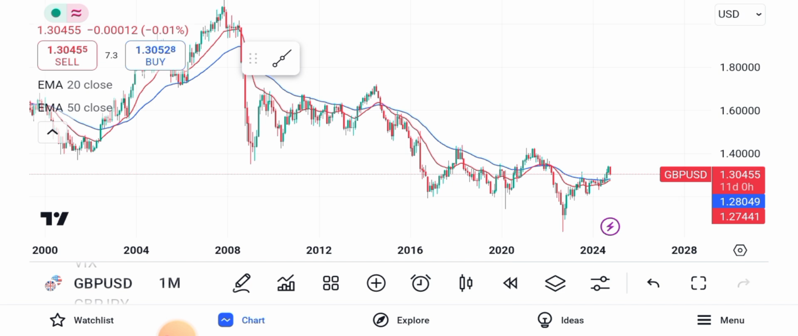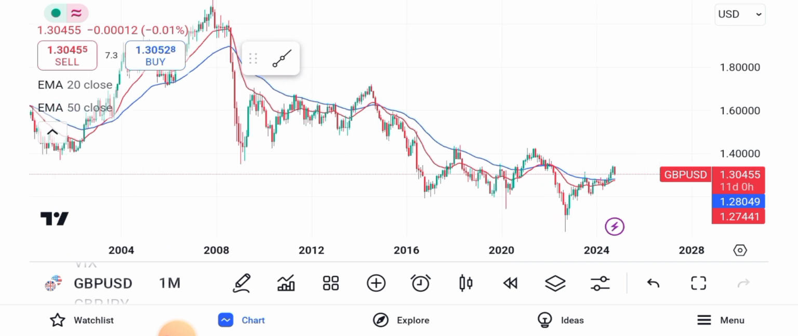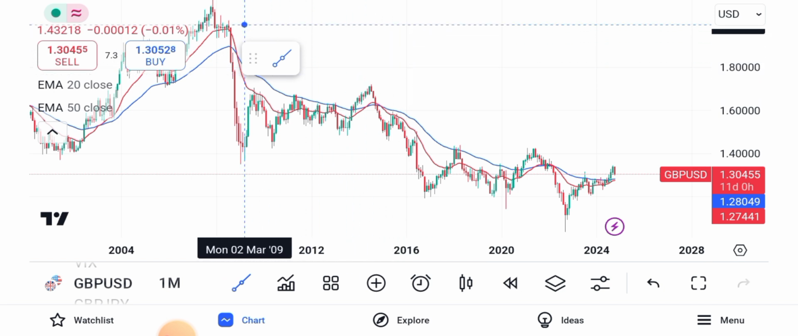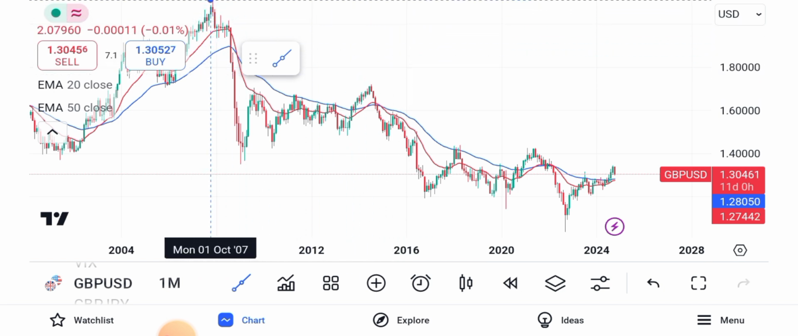Okay, so enough with the blabbing. I am going to be starting in my 1 month chart. When I start my analysis, you guys, I always start with the monthly chart, and I start with the highest levels that I can find, which is up there.